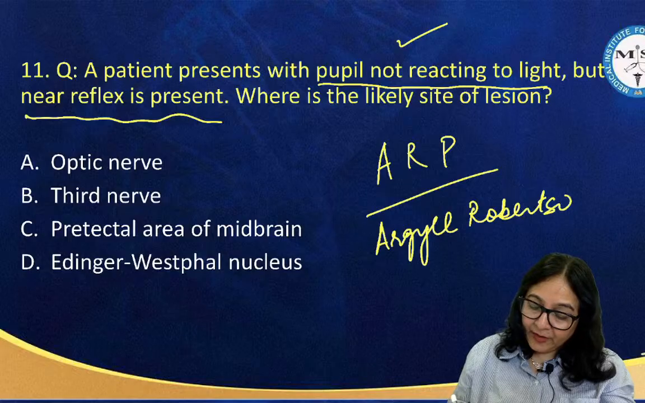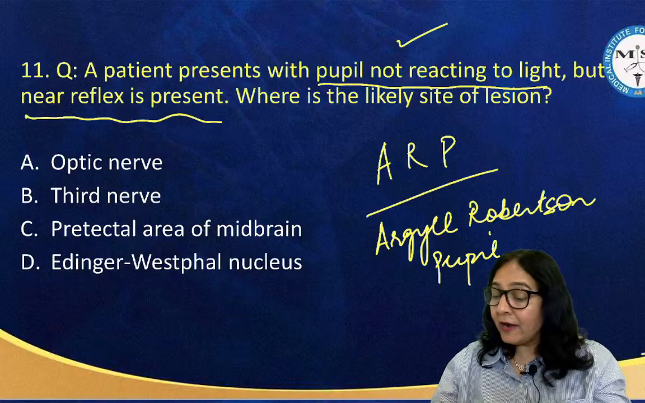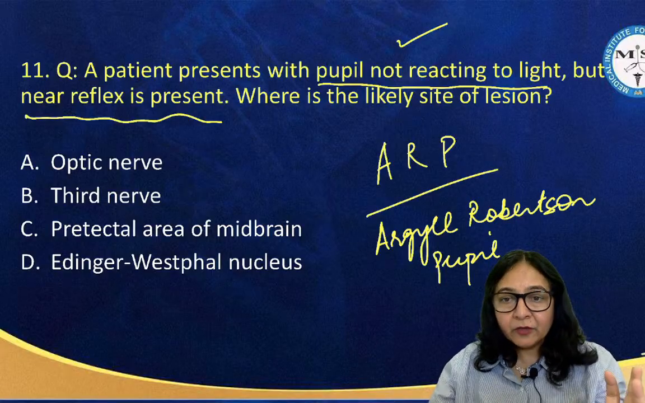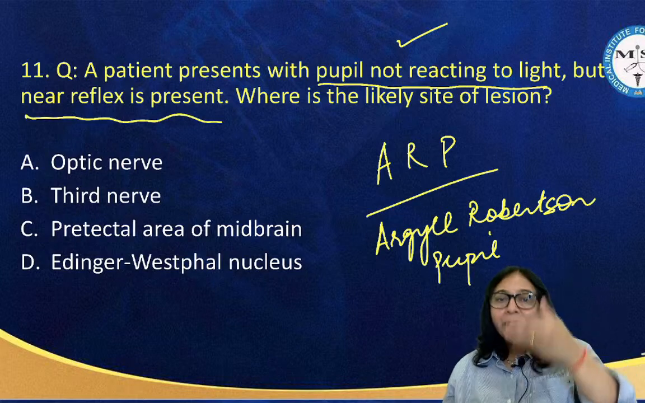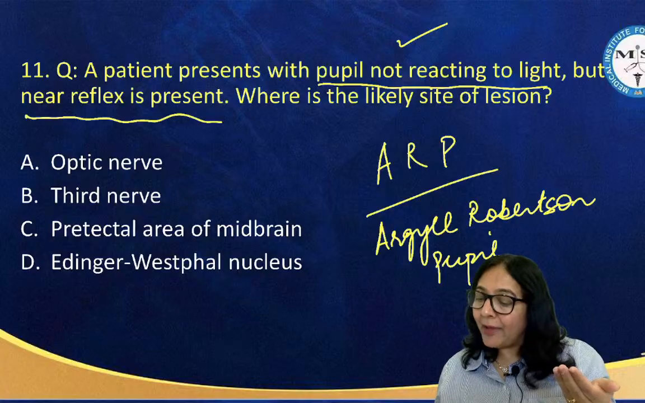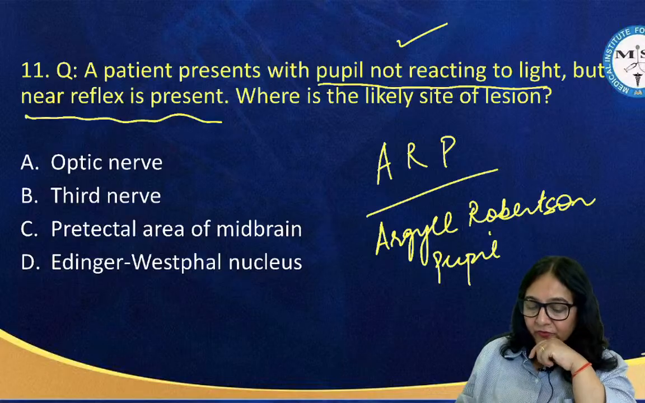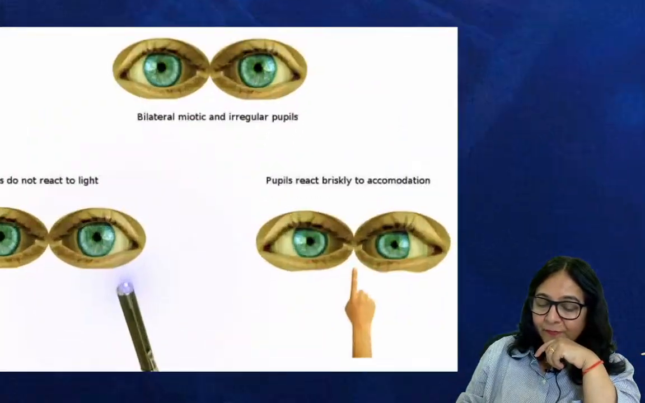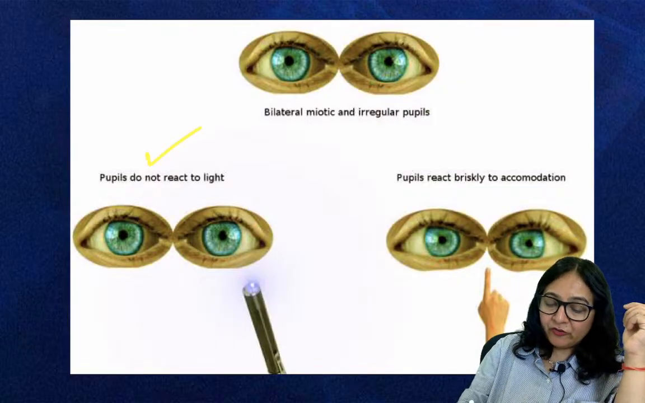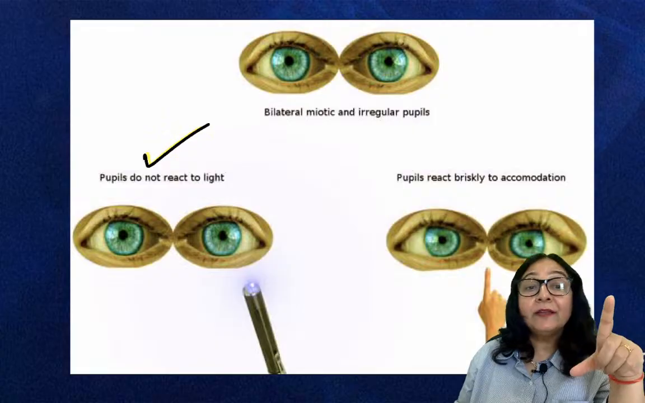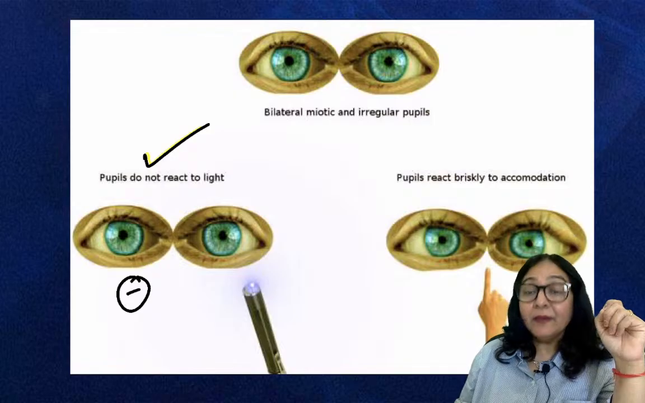But most likely the question asked was what is the site of the lesion. Now this particular question I will say is a relatively newer question for our FMG students, because so far they have not asked the site of lesion of the pupillary abnormalities. If it was an image question, they must have shown you an image like this, that the pupil is not reacting when you bring a torch light to the pupil. Pupil does not constrict.